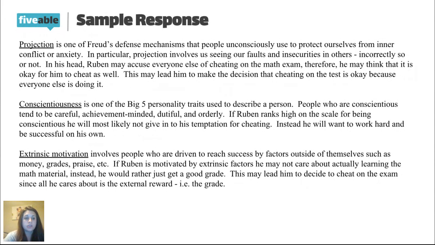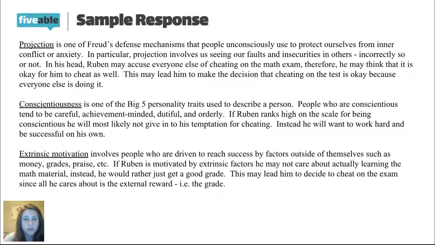And so if he's projecting, oh, well, everyone else cheats, then I can cheat too because it's not a big deal because everyone else is doing it. Second term is conscientiousness. We talked about that tonight. Conscientiousness is one of the big 5 personality traits used to describe people. People who are conscientious tend to be careful, achievement-minded, dutiful, and orderly. That's my definition. I've clearly shown that I understand that word.